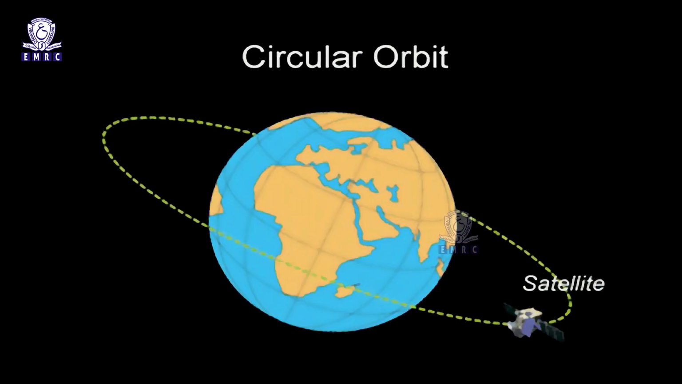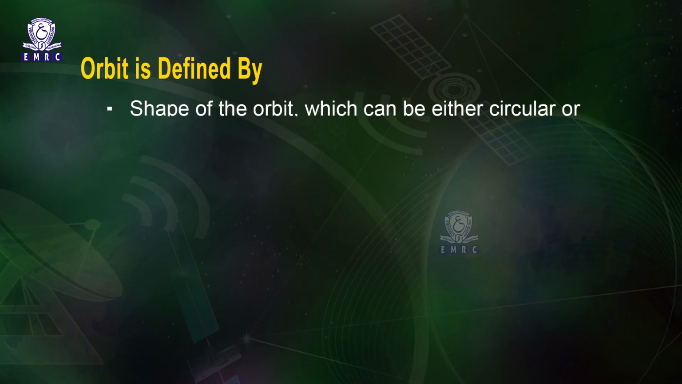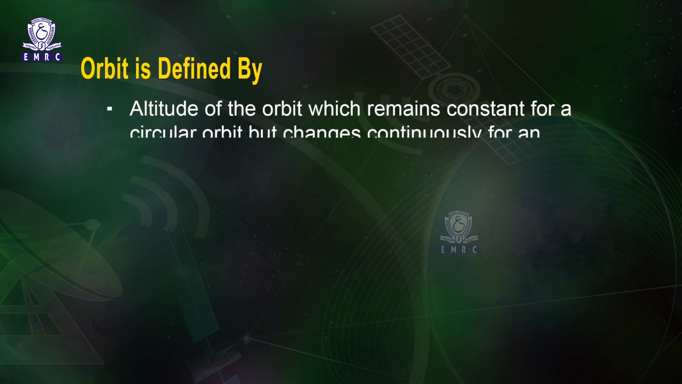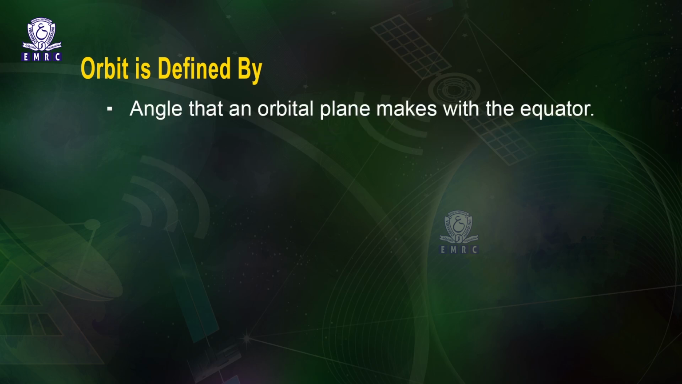Orbit is defined by 3 factors: the shape of the orbit, which can be either circular or elliptical depending upon the eccentricity; the altitude of the orbit, which remains constant for a circular orbit but changes continuously for an elliptical orbit; and the angle that an orbital plane makes with the equator.